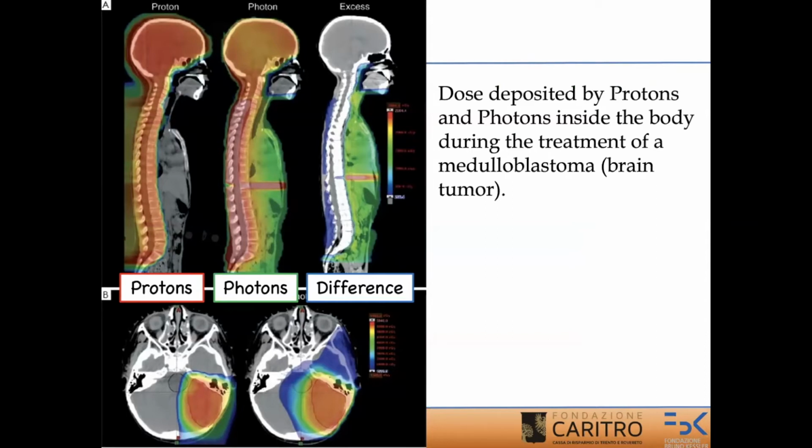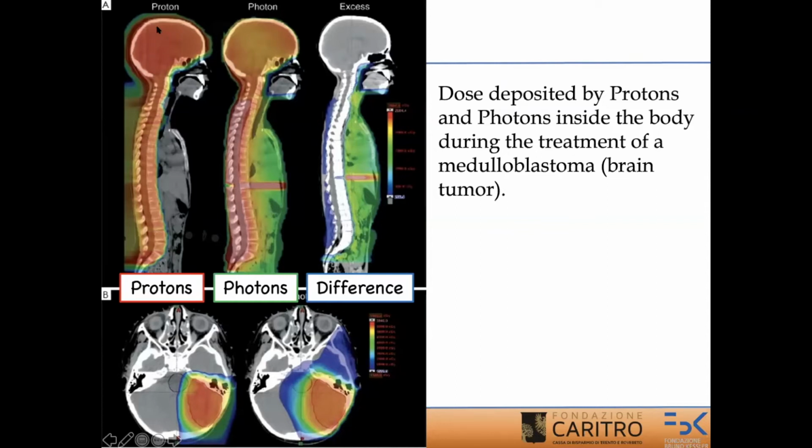But then, of course, I show you something more on the application to the tumor. Now I'm showing the dose deposition for a treatment on an actual CT scan of a patient. This is, I believe, a 10-year-old kid who has a medulloblastoma, which is a brain tumor, very typical for a pediatric patient. And you see, this is a dose deposited by protons and photons.